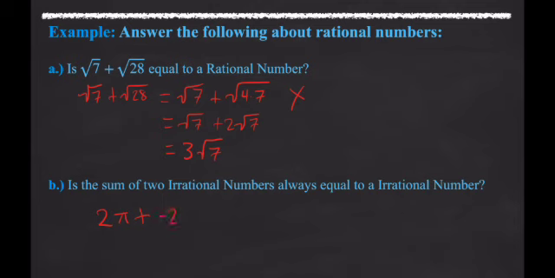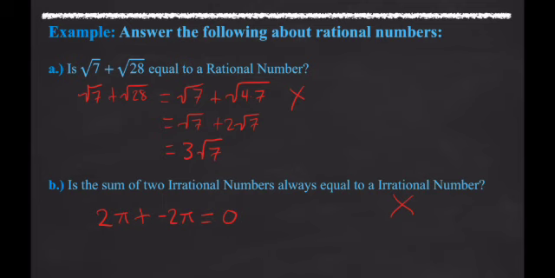Is negative 2 pi also irrational? Yeah, it is. Let's add those together. Isn't that 0? Is 0 irrational? No. 0 is a whole number, it's an integer, and it's also rational. So this right here would show us that not all the time. Whenever you add two irrational numbers, it is sometimes irrational and sometimes rational.